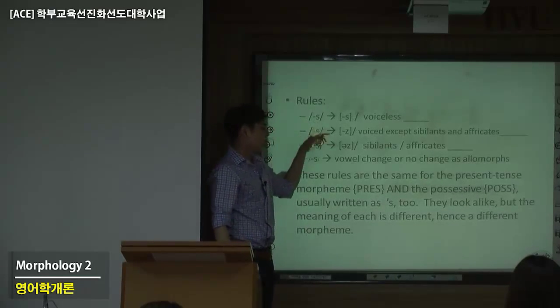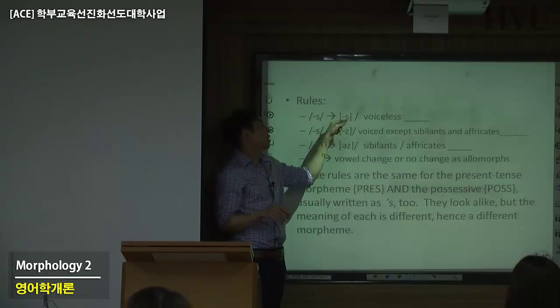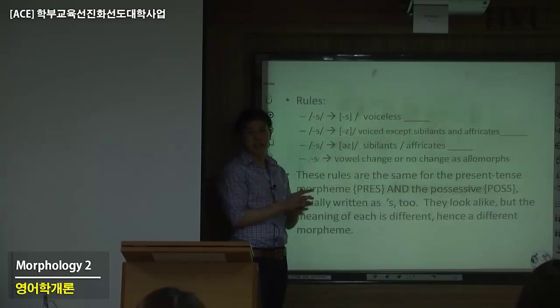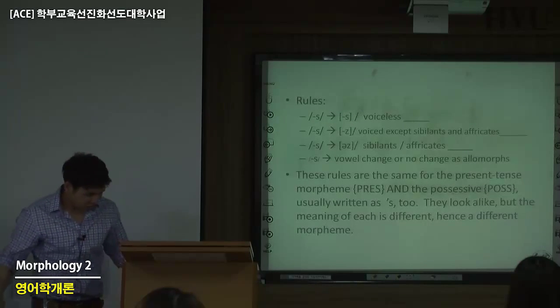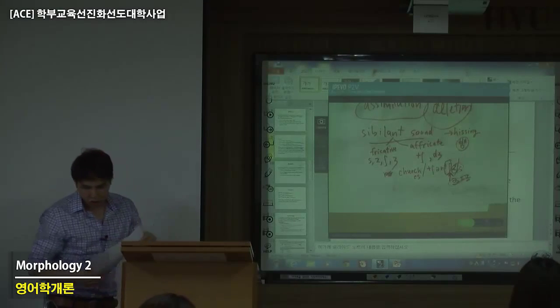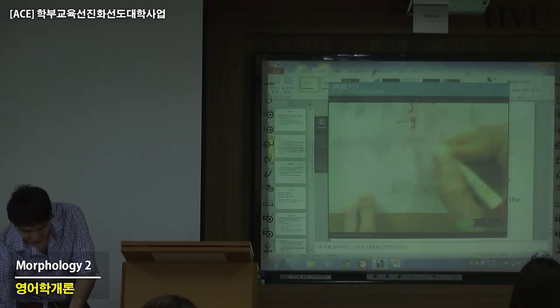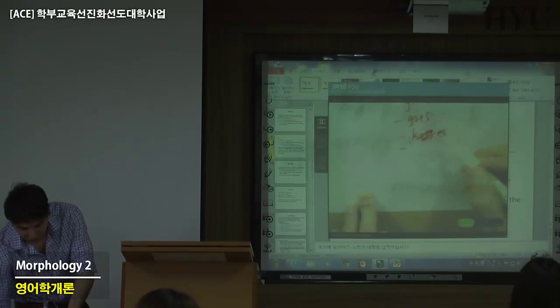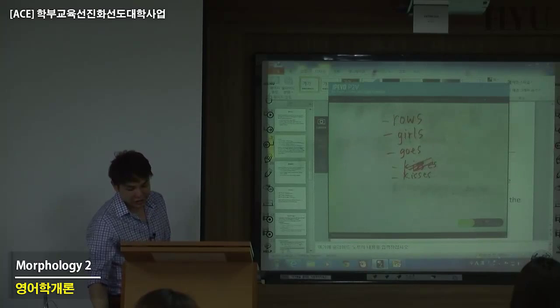And the same rule goes for the present tense morpheme. When you add S to your verb, the present tense verb, third person, the same rule applies. It will have the S allomorph when it's after a voiceless sound and so on. So, as an example, let me ask you this. What are the allomorphs of these plural and present tense morphemes?